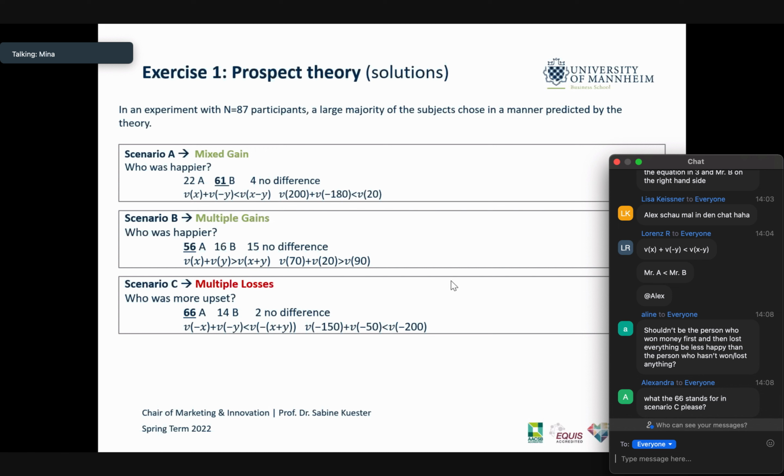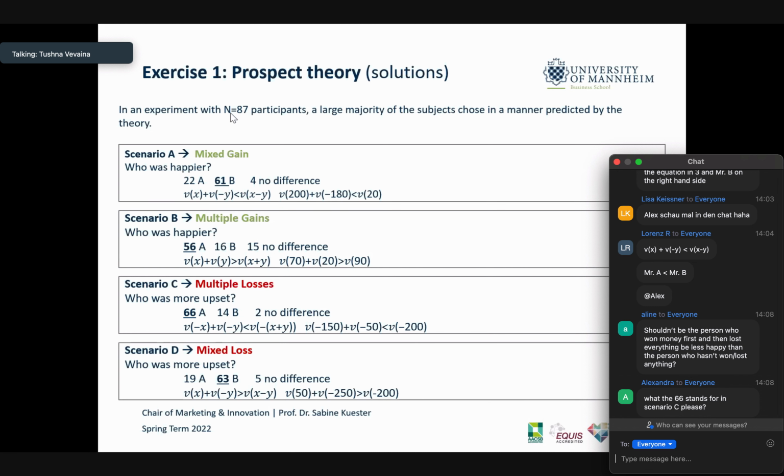Mina? I just have a quick question. For example, in scenario A, it's written 22 and 61. What do these numbers stand for? So, okay, there are 87 participants. In each of these, we see that 61 people who participated said that B would be happier. 22 said that A would be happier, whereas 4 said that there would be no difference in happiness because it's just a gain. So to 4 people, it made no difference.